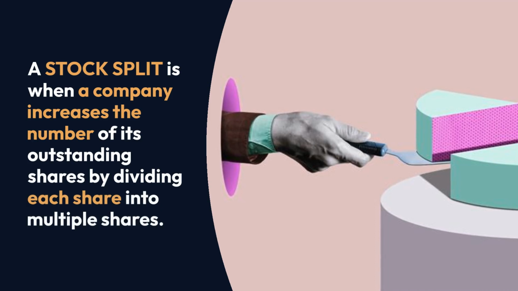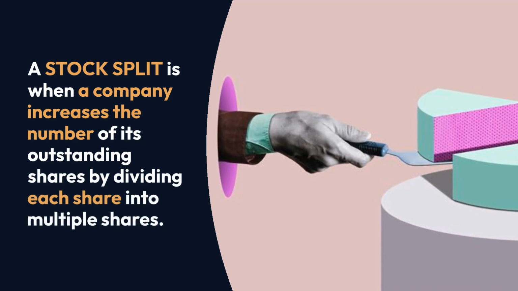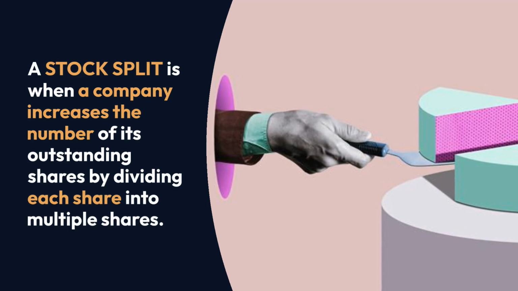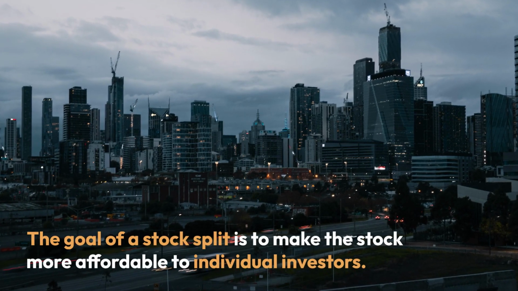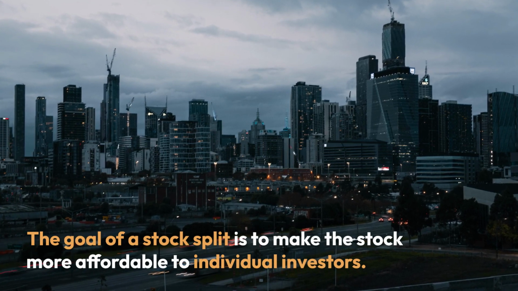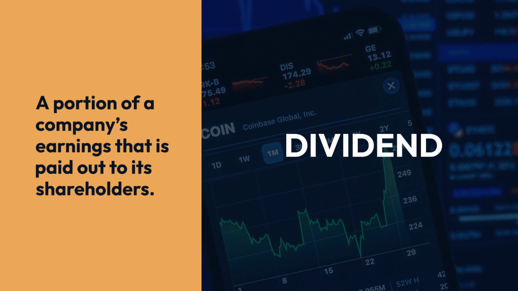A stock split is when a company increases the number of its outstanding shares by dividing each share into multiple shares. The goal of a stock split is to make the stock more affordable to individual investors. Dividend: a portion of a company's earnings that is paid out to its shareholders.